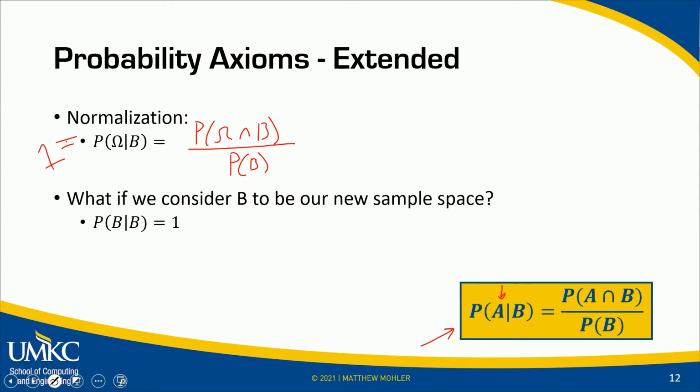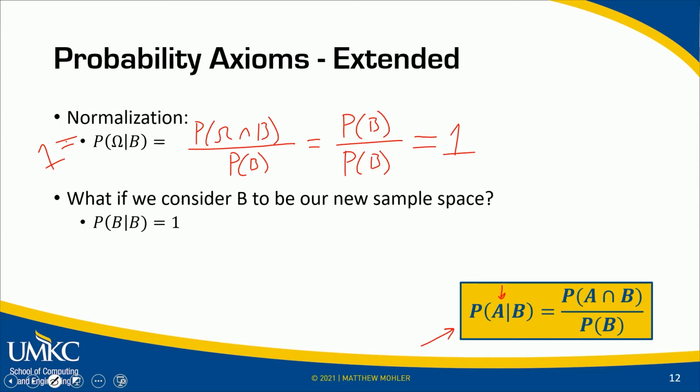So if we look at this in a little bit more detail, as you may recall from our basic laws of sets, we said that omega intersected with anything, the result of that is just the anything. So we're left with the probability of B in our numerator, and we still have the probability of B in our denominator. Well, that's the probability of B divided by the probability of B, which is equal to 1. So in this case, we've shown that normalization does hold, that the probability of everything occurring, given that B has already occurred, is just equal to 1.